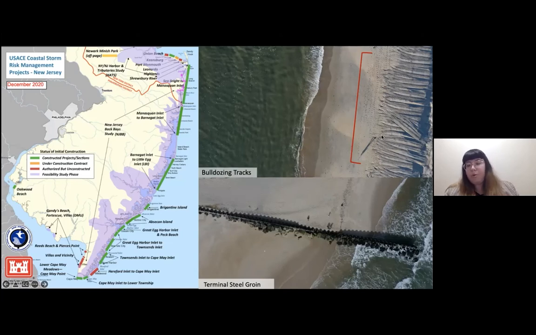These are actually bulldozing tracks along the beach. We've noticed pre and post storm, they bring a bulldozer out to push sand from the lower part of the berm up to the toe of the dunes to help reinforce them. And then as of 2019, they've also constructed a brand new terminal steel groin to help trap sediment that is drifting south to help build out the beach in southern Holgate.